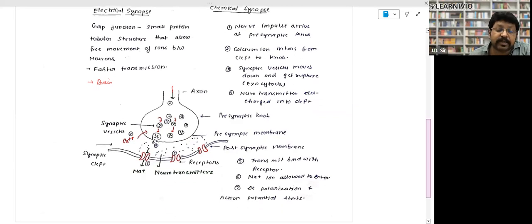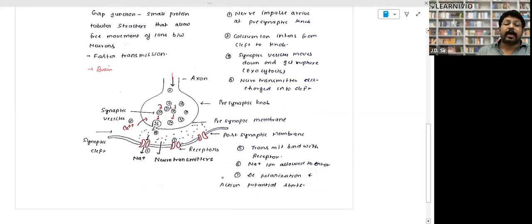What is acetylcholine? Acetylcholine is a type of neurotransmitter. It's a type of neurological chemical. It will spread in the ECF. Now, this will be taken up by the other neuron with the help of receptors. When it is taken by the receptors present on the surface of the postsynaptic neuron, they will open the sodium channel.